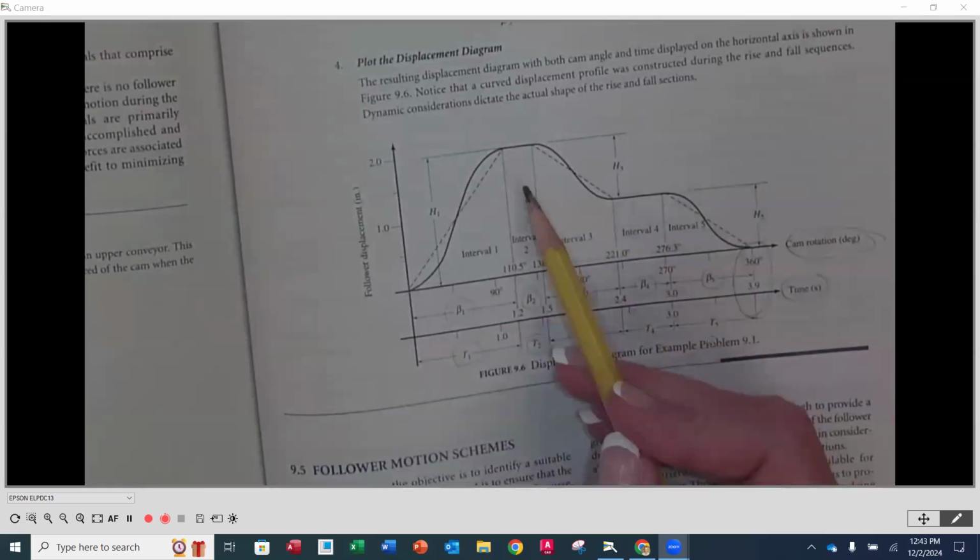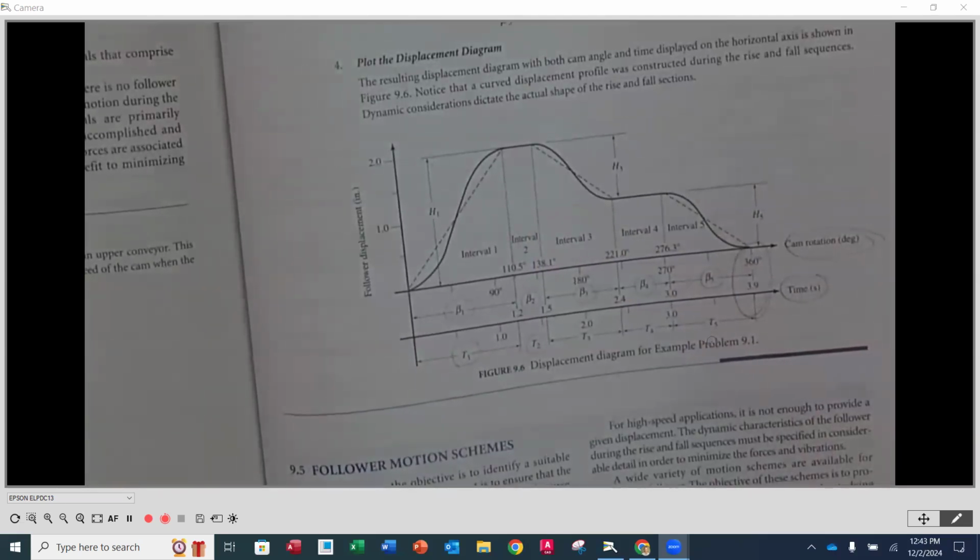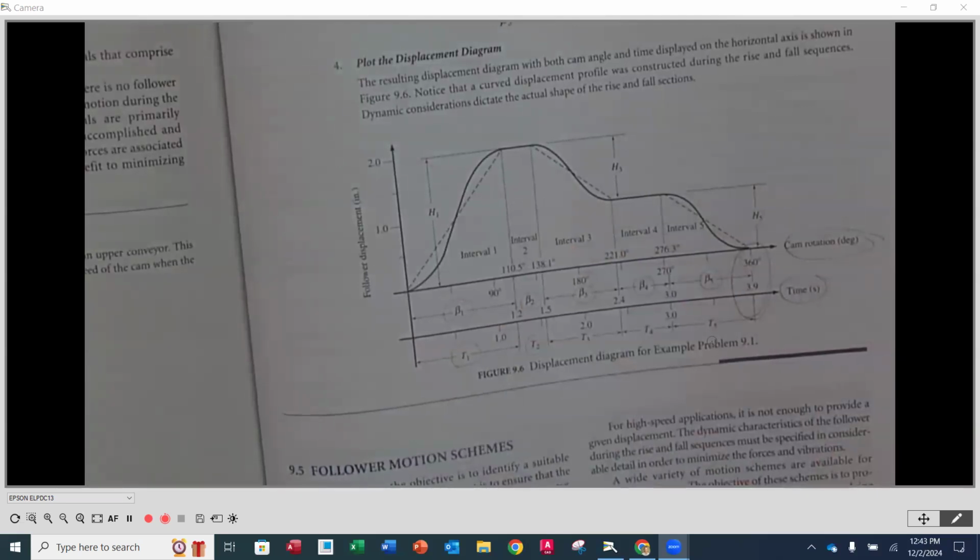Then you're going to notice that for the next sequence, it's just going to be a straight line. That's called a dwell. That means that I'm not going to rise or fall. I'm just going to stay in that one spot. And so it's just going to be a straight line for however long that dwell is. That's going to be the next time interval.